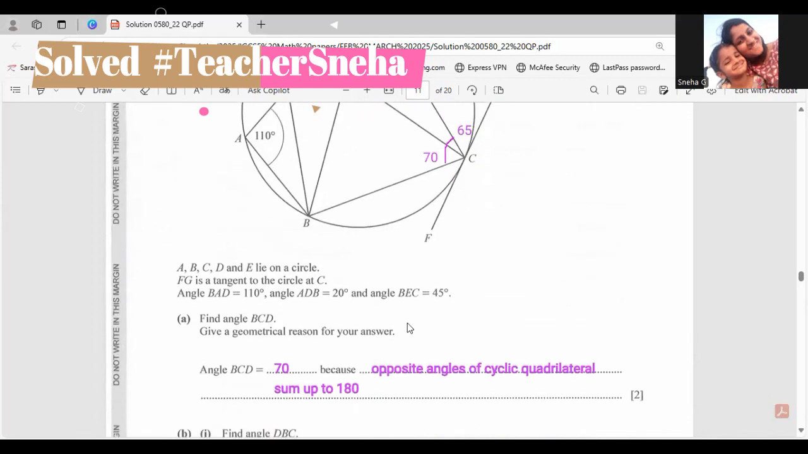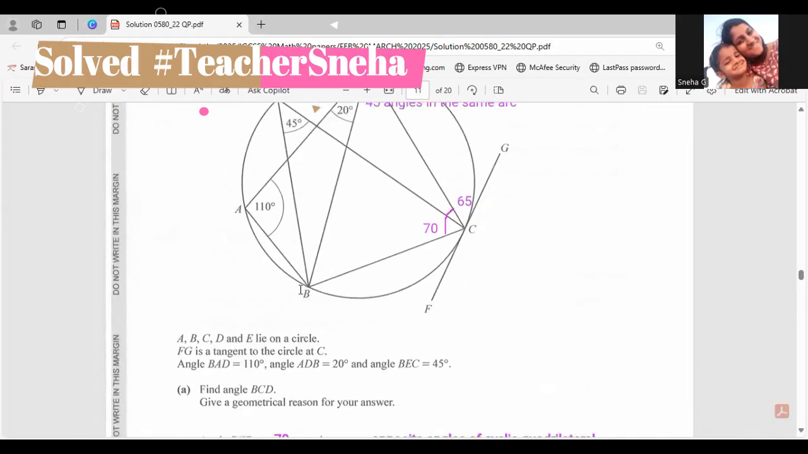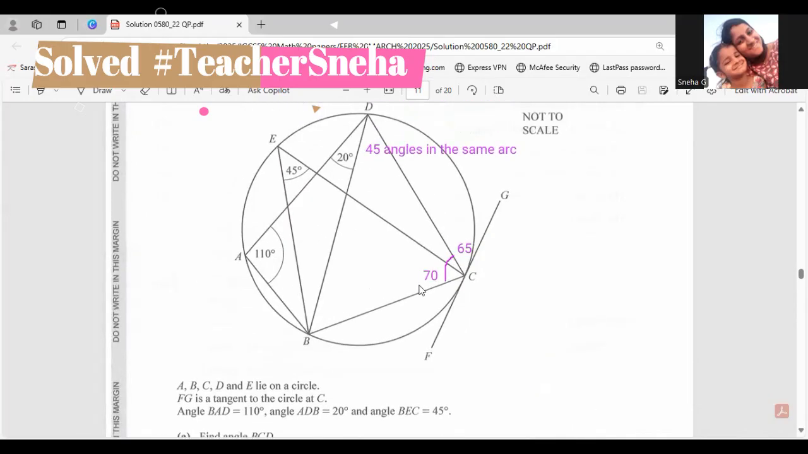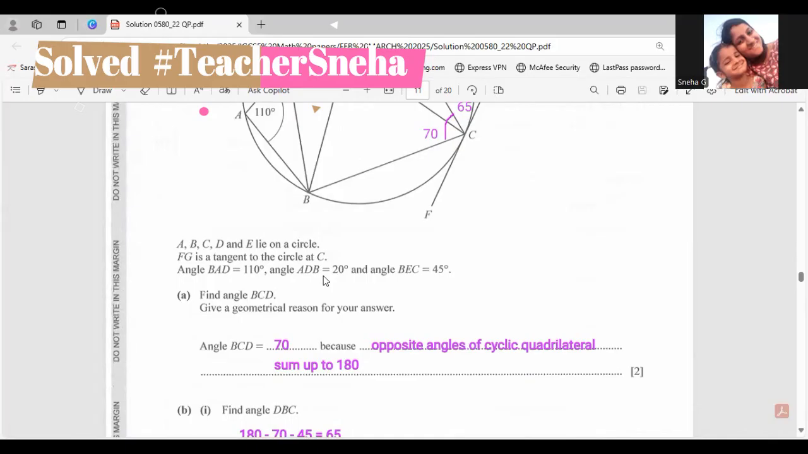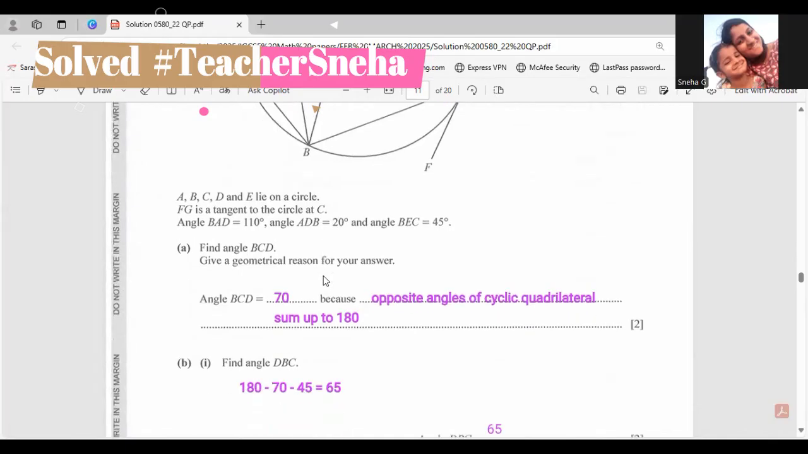And the reason for that we have to mention, if you will notice closely in this figure, ABCD, it's a cyclic quadrilateral, and this 110 degrees angle and this angle are opposite angles of a cyclic quadrilateral, which add up to 180. So 180 minus the given angle 110, that is BAD, you get an answer of 70 degrees. So opposite angles of a cyclic quadrilateral sum up to 180.